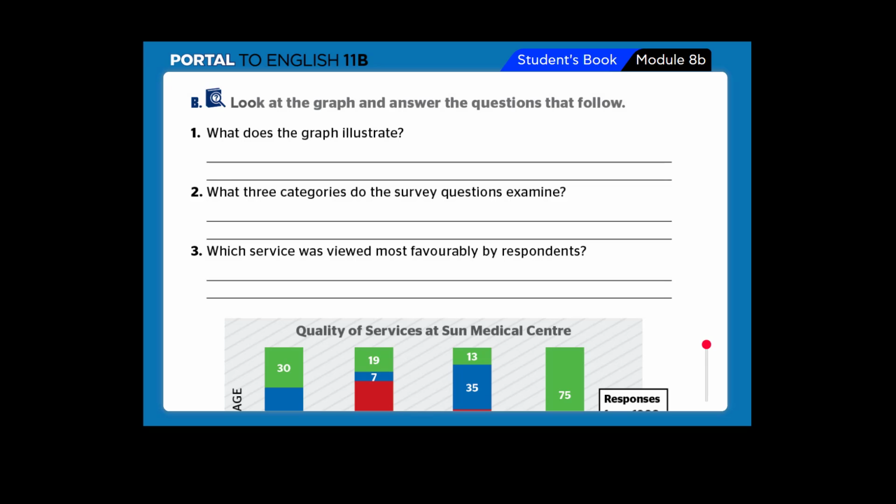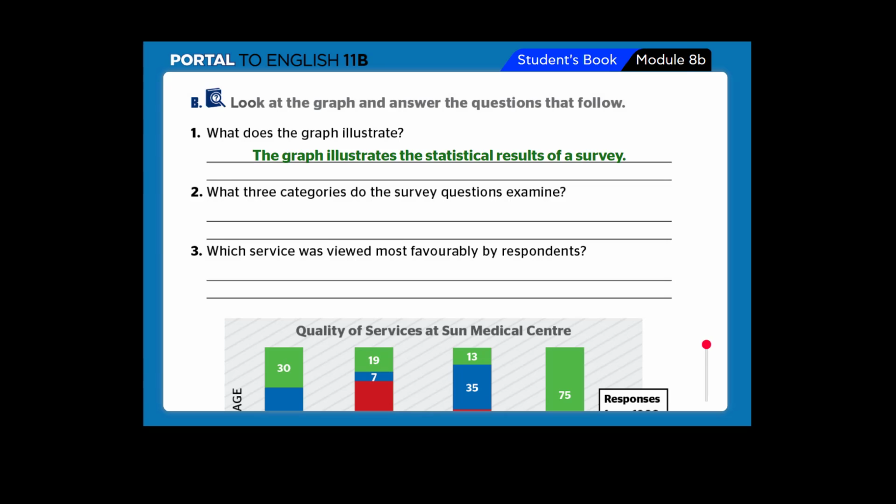Question number 1. What does the graph illustrate? What does the graph show? ماذا يعرض الشكل البياني؟ The graph illustrates the statistical results of a survey. الشكل البياني يعرض أو يوضح النتائج الإحصائية لاستطلاع.